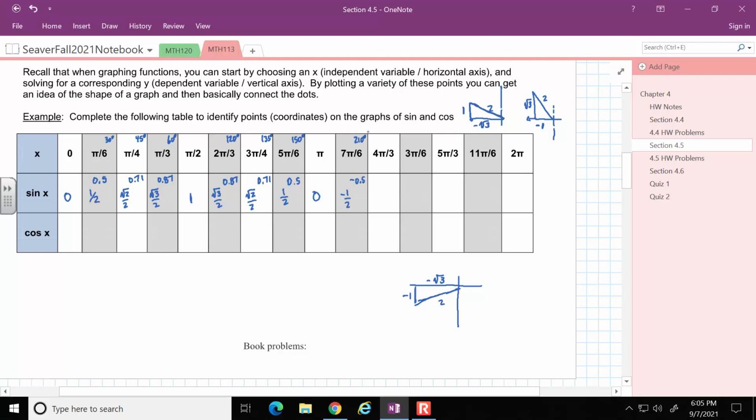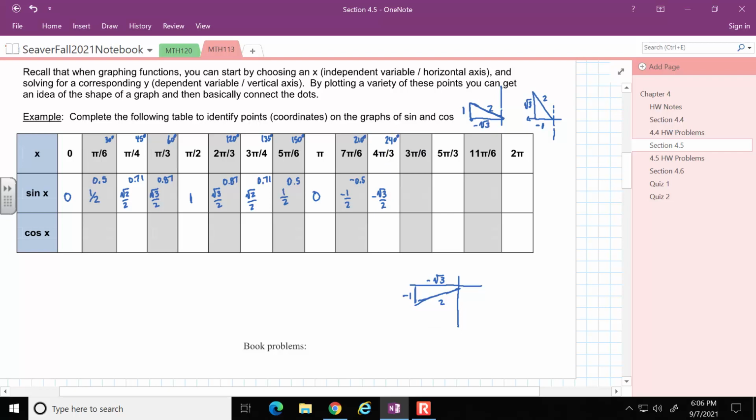And you could keep going. I've got a few others in here. I've got 4 pi over 3. So 4 pi over 3 is that 180 plus 60, or 240 degrees. And that would be negative square root of 3 over 2.